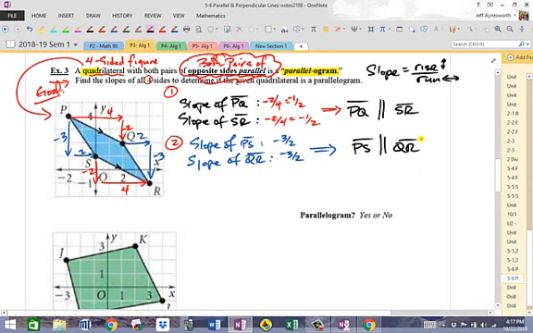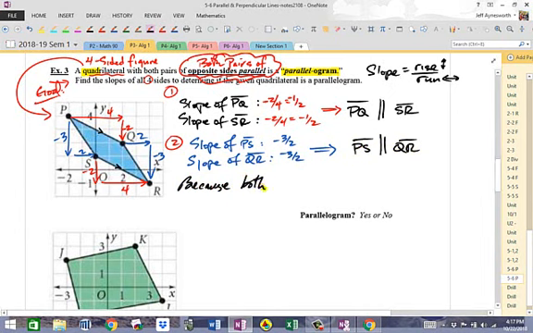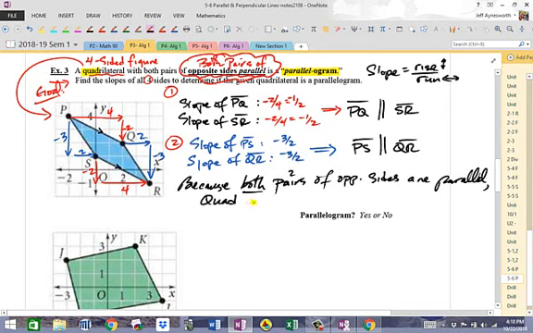Now, because both pairs of opposite sides are parallel, then the quad is a parallelogram. So because both pairs, we're talking about two pairs here, of opposite sides are parallel, quad PQRS, you always just pick a point and go clockwise, PQRS is a parallelogram.